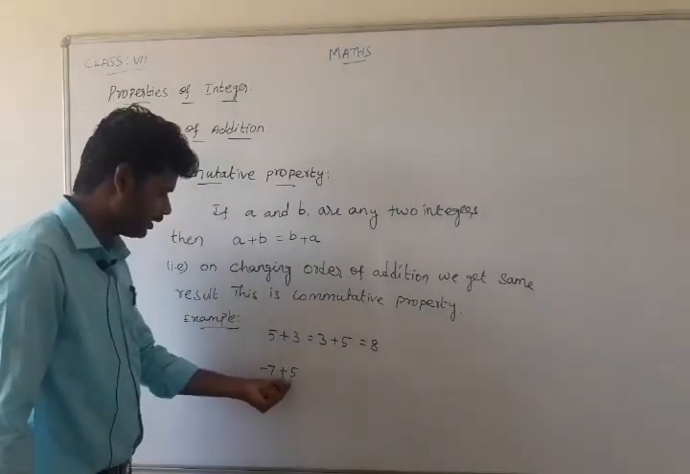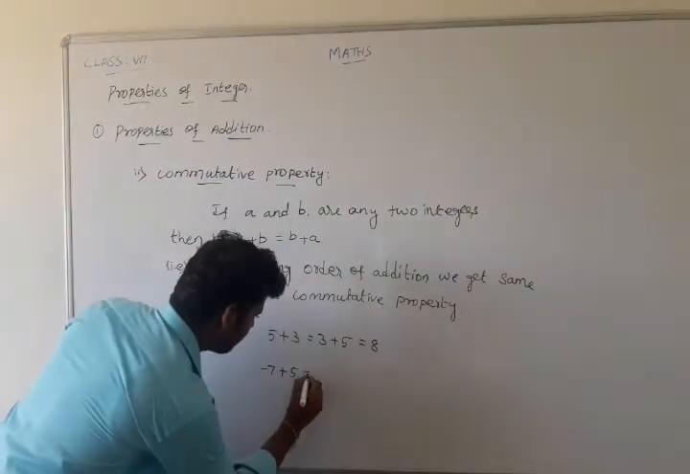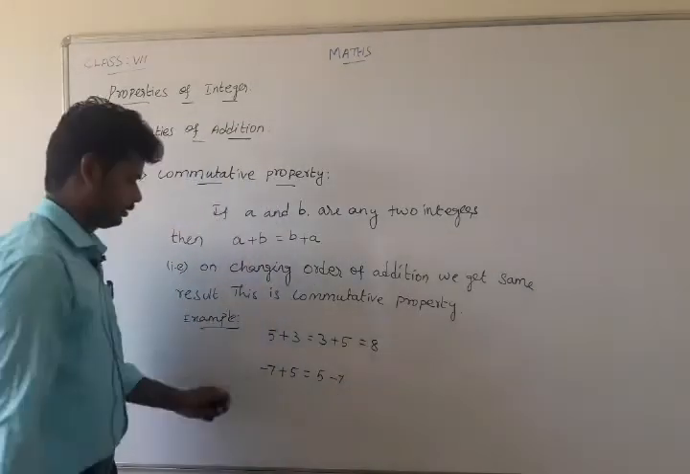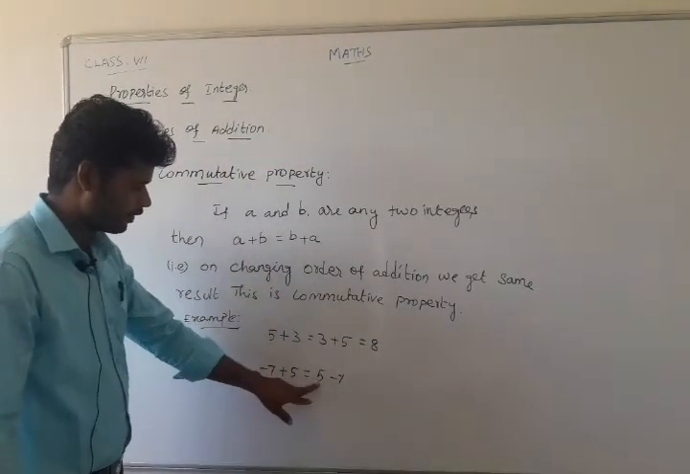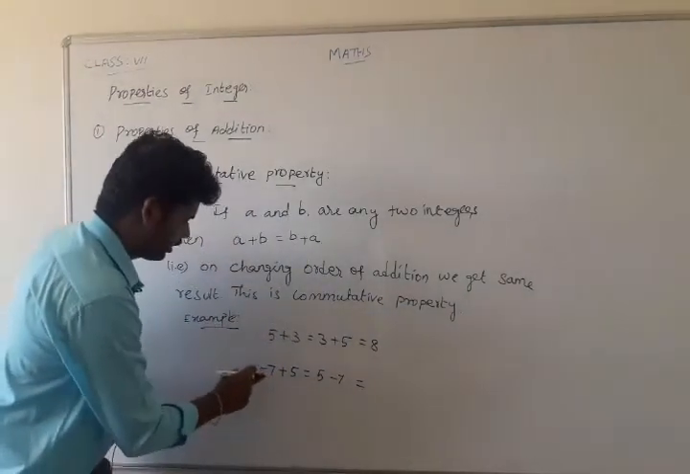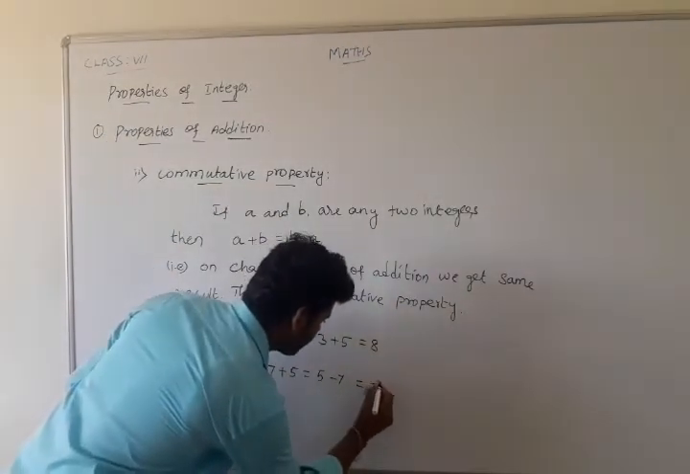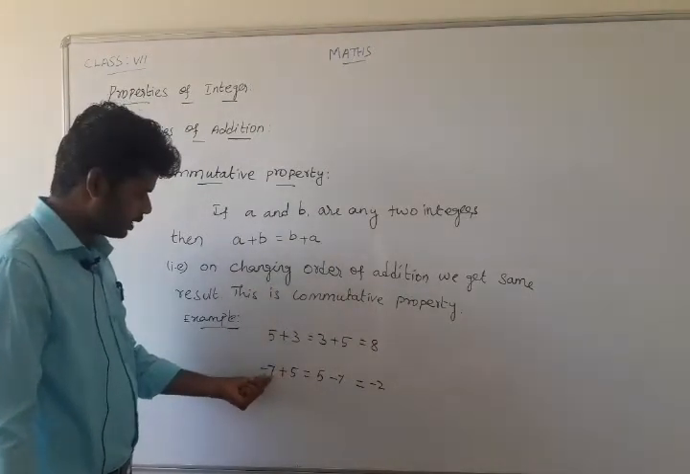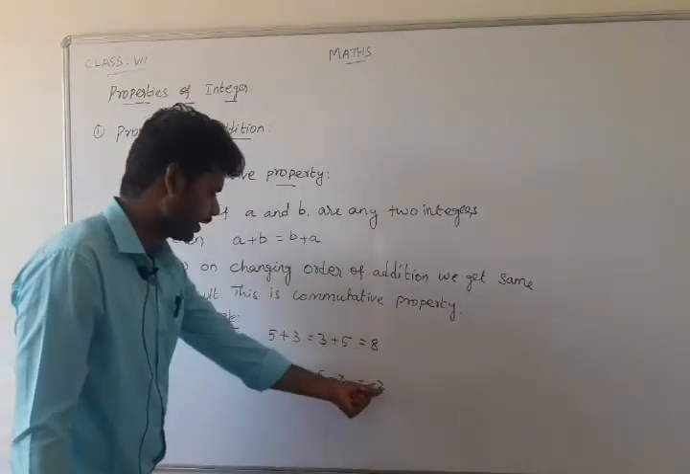Here minus 7, here plus 5. Same here, 5 minus 7, and minus 7 plus 5. Subtracting, here minus, here plus. The bigger value is 7, so the sign is minus, minus 2.